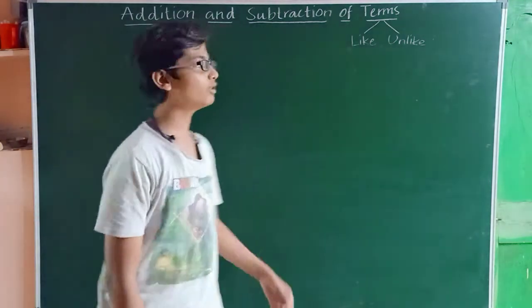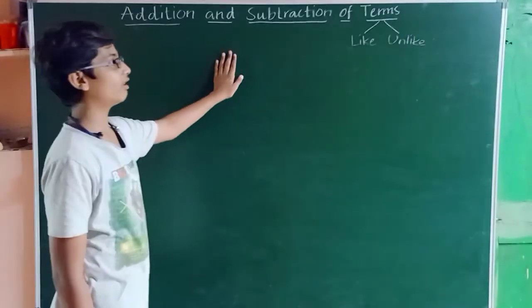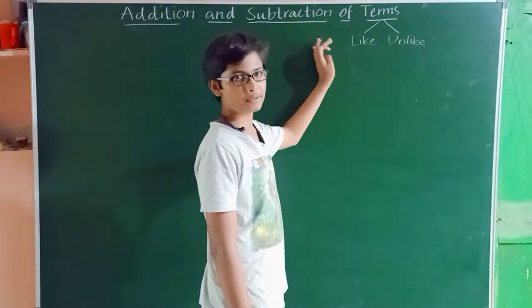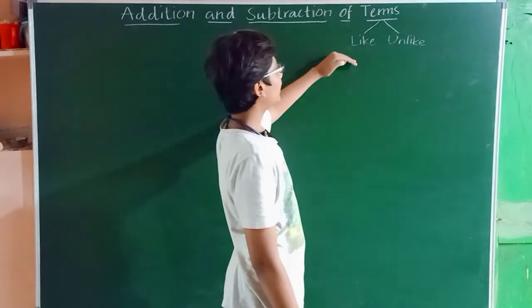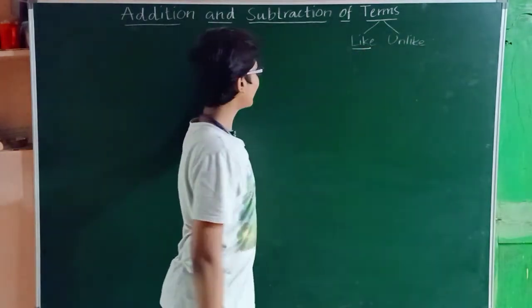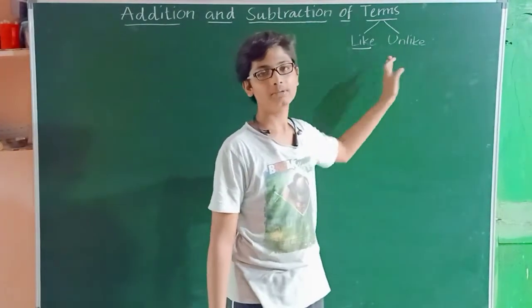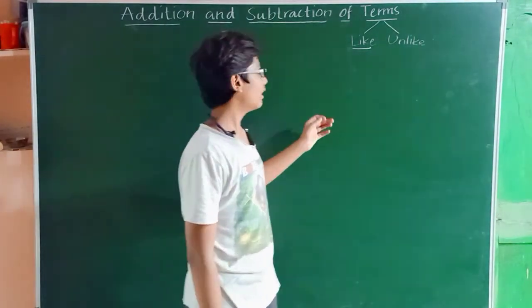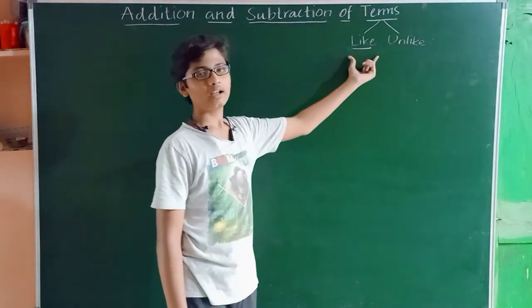Today we are going to see about addition and subtraction of terms. Terms are of two types, like and unlike. Here only like terms can be added and subtracted, but unlike terms cannot be added and subtracted. Now let's know how to add and subtract like terms.